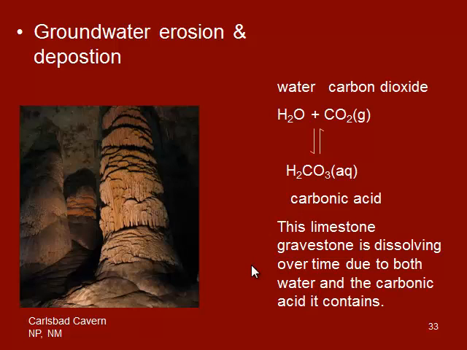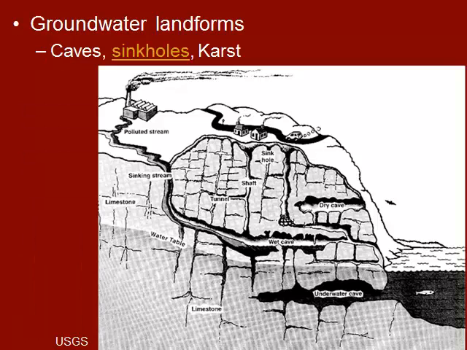So then those ions can be transmitted through the pore spaces from place to place, and then when we get into an area where maybe we can have water evaporating, such as in a cave environment, the water evaporates out and the calcium and the carbonate ions can then rebond with each other and form calcite. So we have that deposition happening. So some of the landforms that we see are features such as caves, sinkholes, and karst.